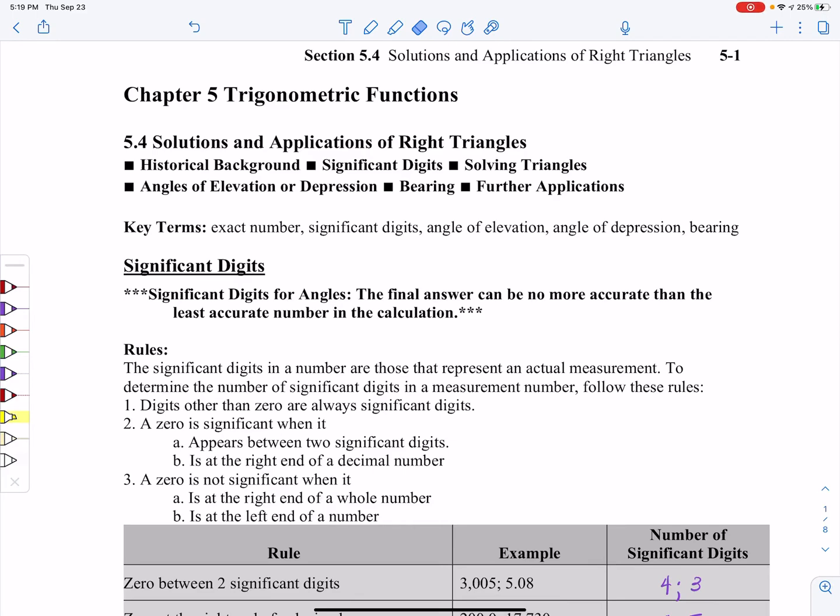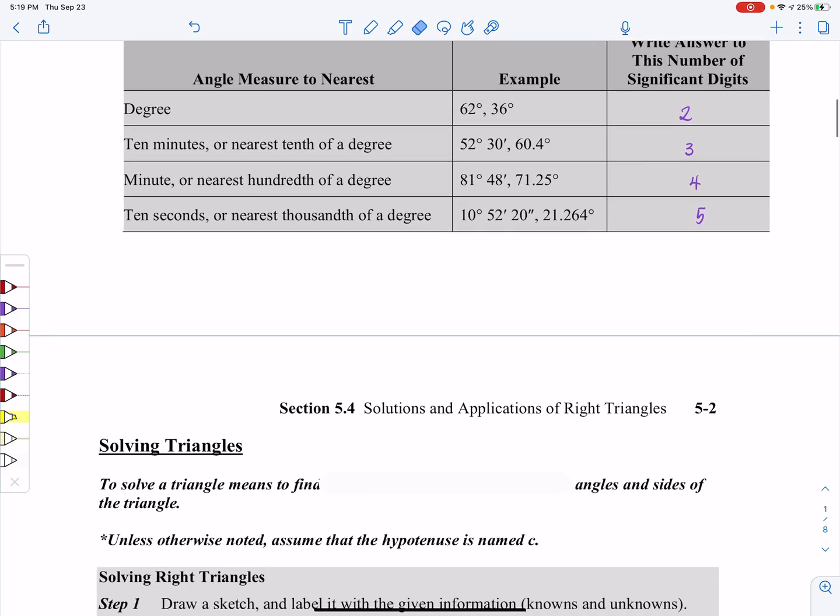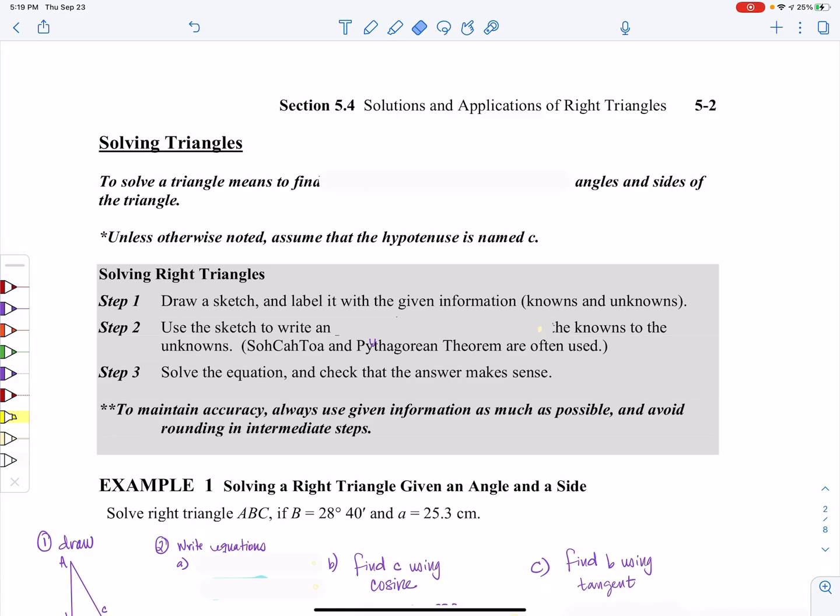Okay, we're still in section 5.4. This is going to be the second video in 5.4 where we're going to be talking about solving right triangles. What does it mean to solve a triangle? Well, it's when you find all of the measures of anything missing. If I have angles or sides missing, you find the measures of each.